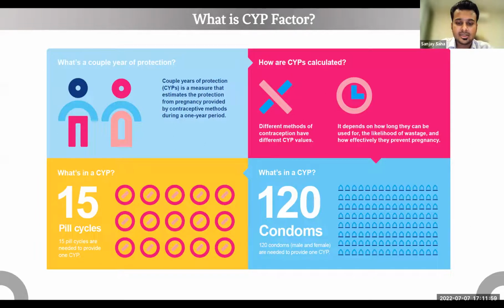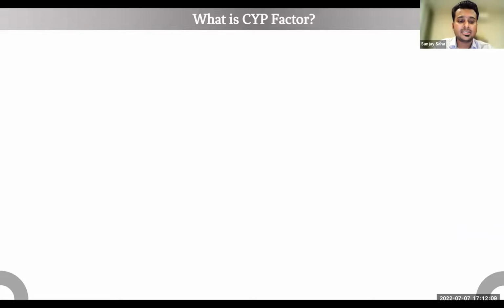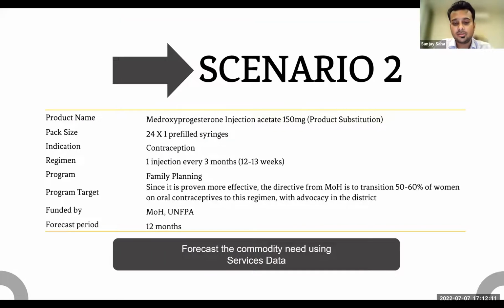Yeah, exactly. Seth, you're absolutely right. The CYP factor for medroxyprogesterone acetate is 4, because as you see here, one injection is needed every 3 months. So in 1 year, we would need 4 injections per couple, right? So that's the way, using 4 injections, a pregnancy can be prevented in a couple. So the CYP factor becomes 4.